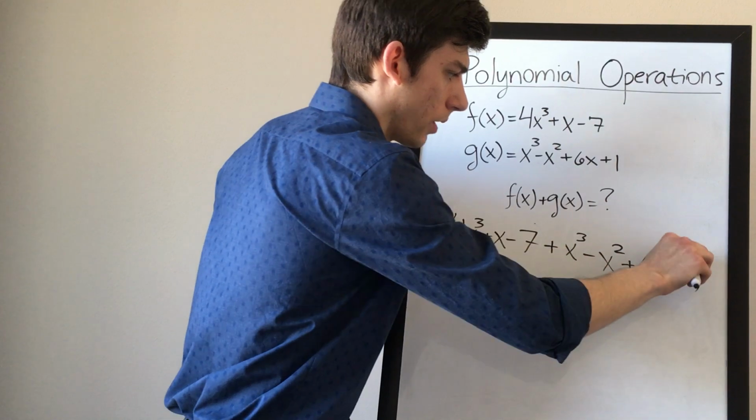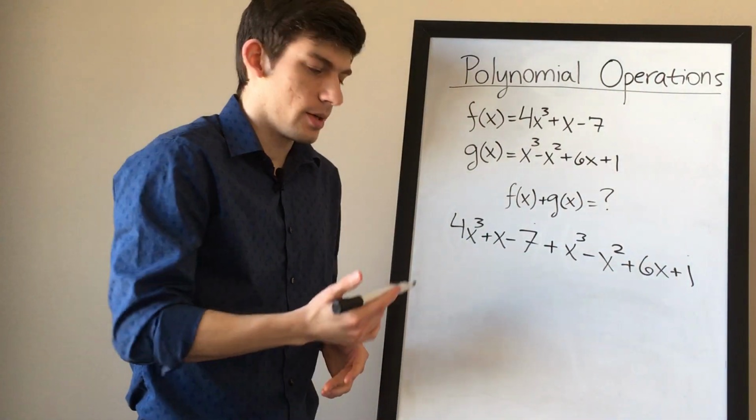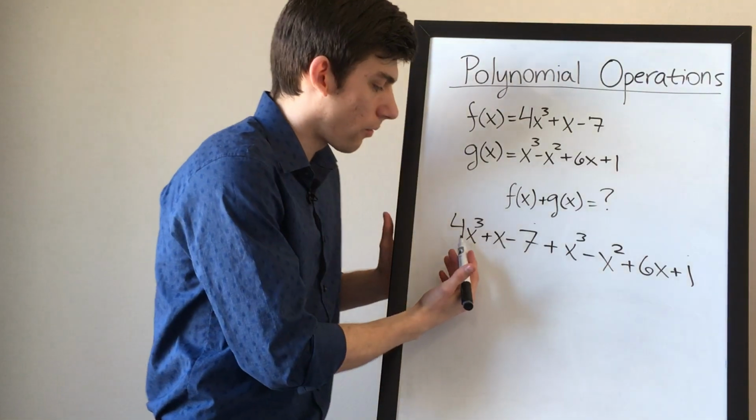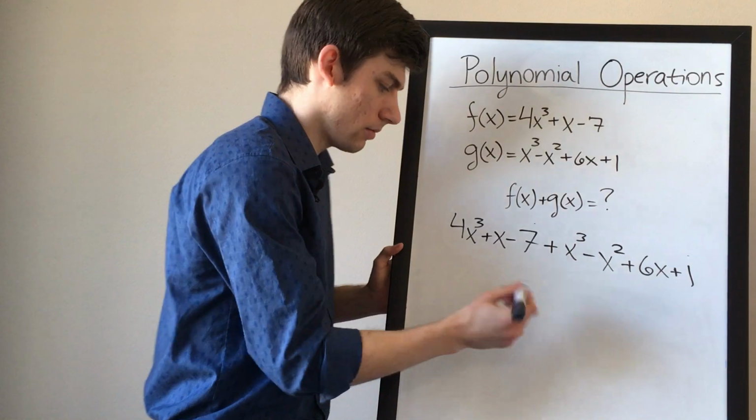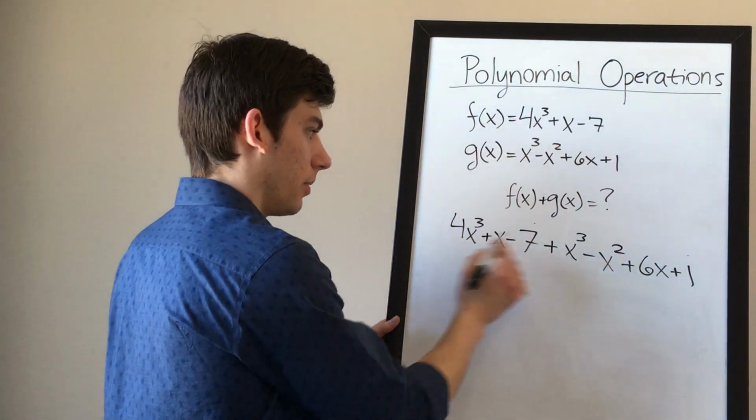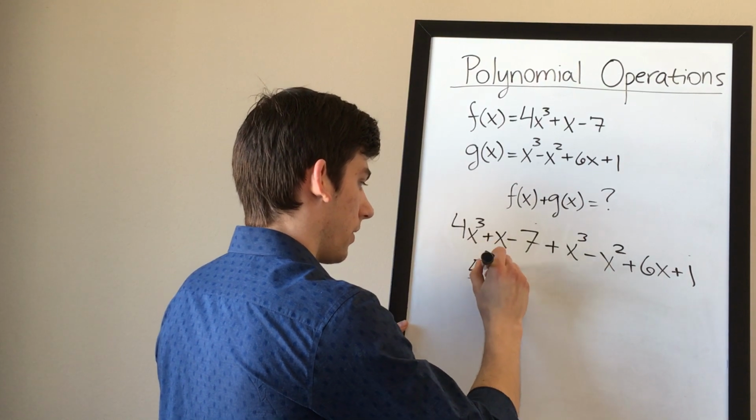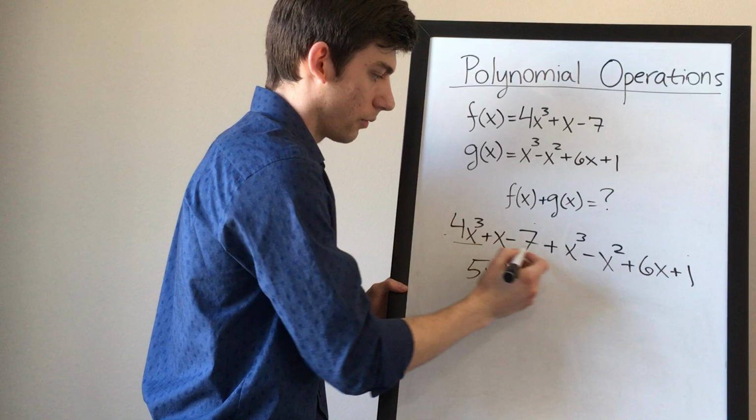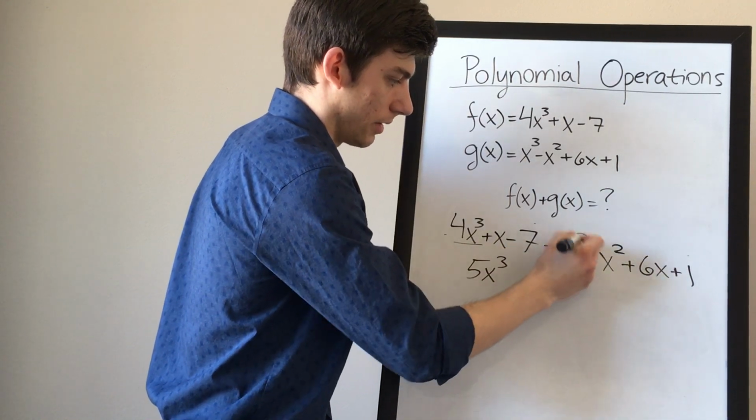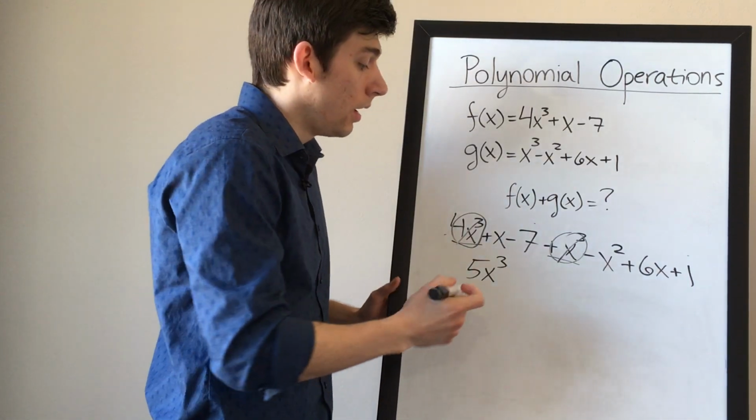So what can we do now? Well, something I'm sure you're very familiar with, just combine like terms. So we have a 4x cubed. Do we have any other x cubed terms? Yes, we do. So let's combine those. 4x cubed plus x cubed, 5x cubed. All right, so we took care of this term, we took care of this term. Let me cross them out so we keep track of what we have used and haven't.